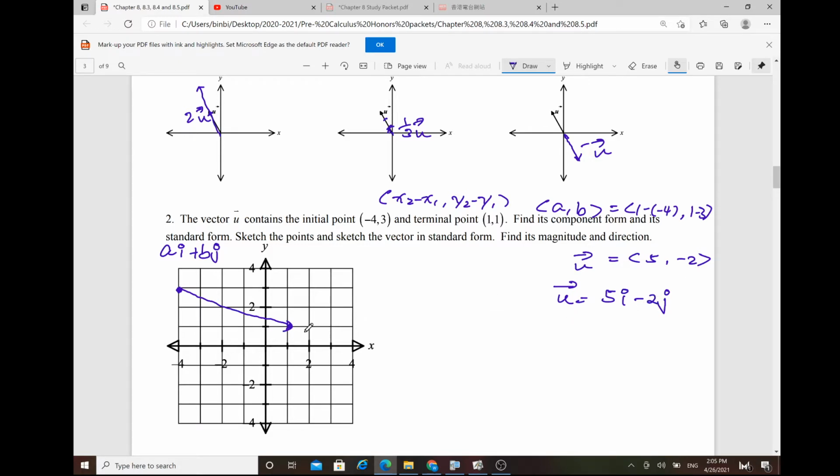In order to sketch the graph, sketch the point and sketch the vector in standard form, that means starting at the initial point 0, 0. So 5 units to the right, down 2.